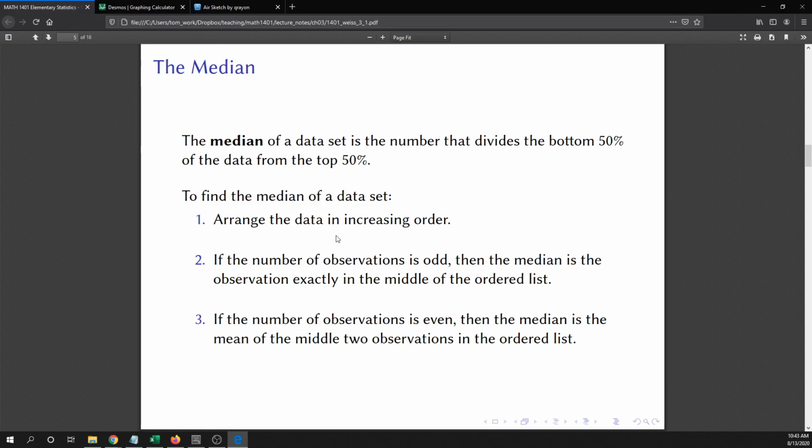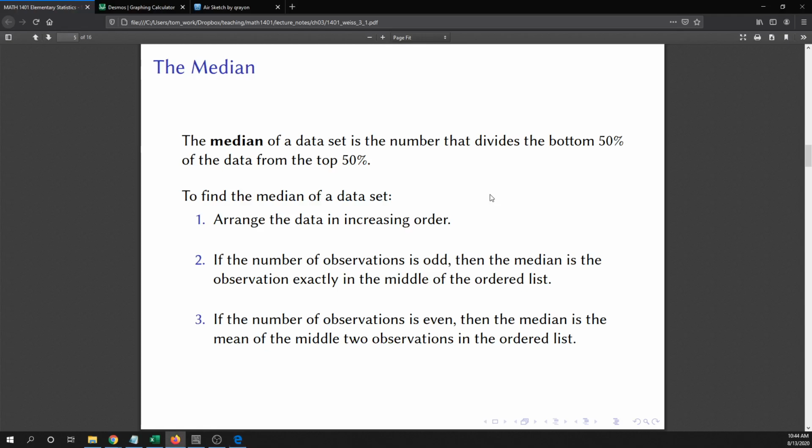All right, to find the median of a data set, what you need to do first is arrange the data in increasing order. And then what you do from there depends on whether you have an odd number of observations or an even number of observations. So if the number of observations is odd, there's going to be a number that's exactly in the middle of the list. So all you have to do is find that number. If the number of observations is even, then there is no number that's exactly in the middle, and so what you want to do is take the mean of the middle two observations in the ordered list.